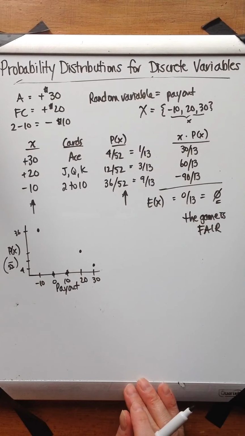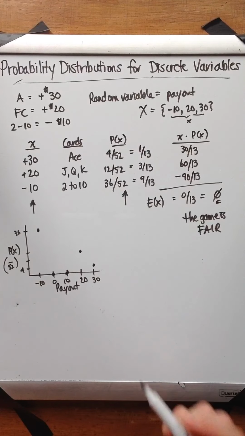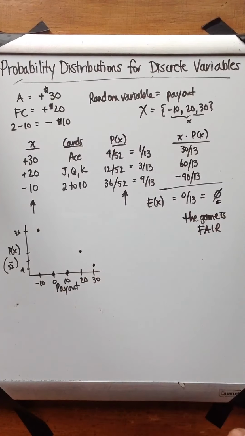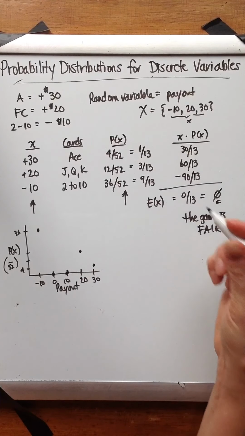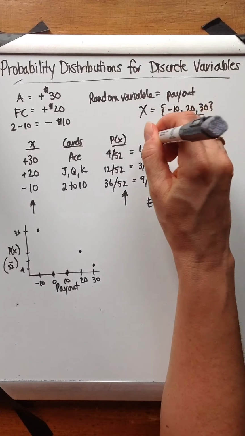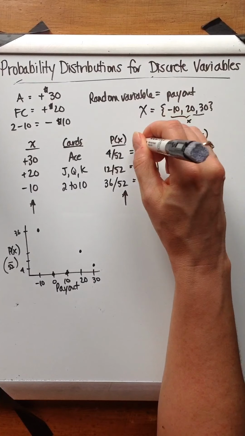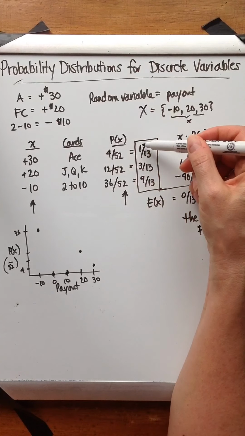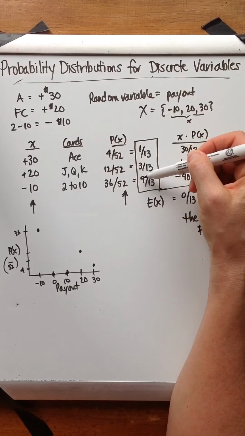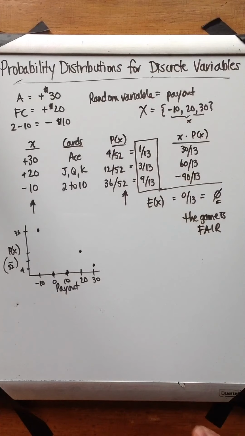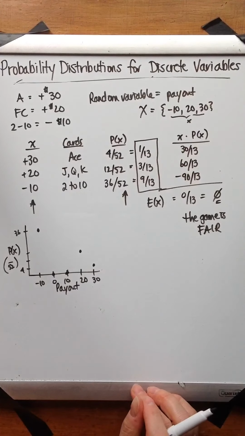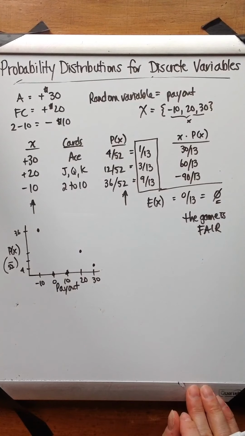Okay? Now you will notice, again, like I said, the expected values add up to 0 when it's a fair game. The probabilities all add up to 1 right here. We mentioned that at the beginning of the video, right? There's 9, 12, 13, 13ths. Okay, so all these add up to 1. And the graph would look something like this.